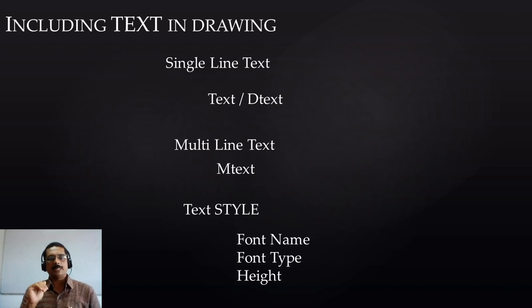Then we have multi-line text, and the command for this one is mtext. In multi-line text, we can create a box in which we can write our text or include our text. Okay, so these are the basic details as far as creating text or including text in your drawing is concerned.